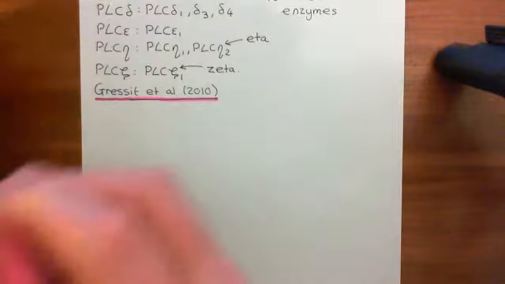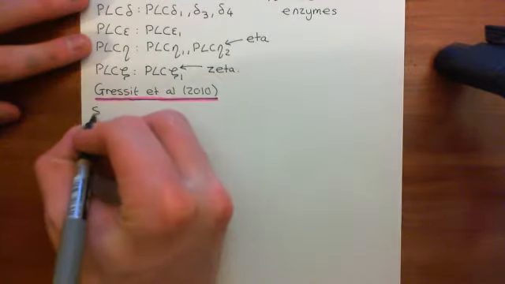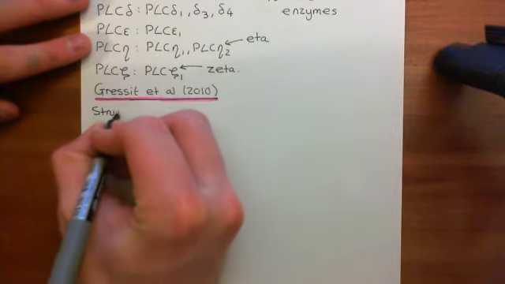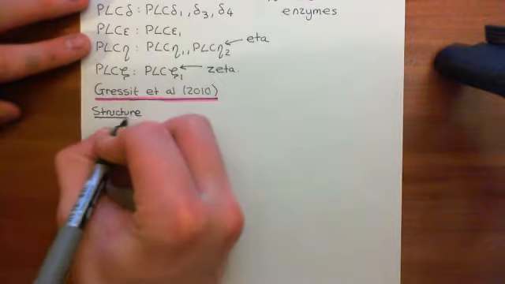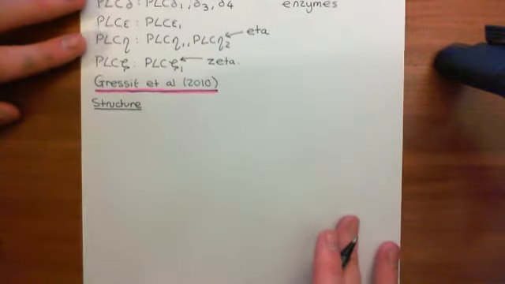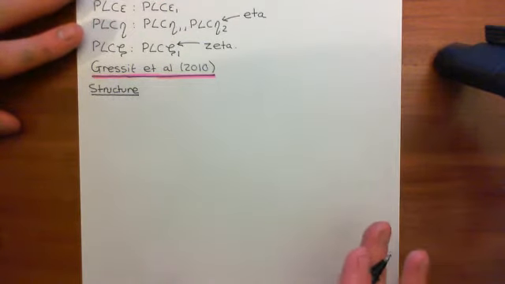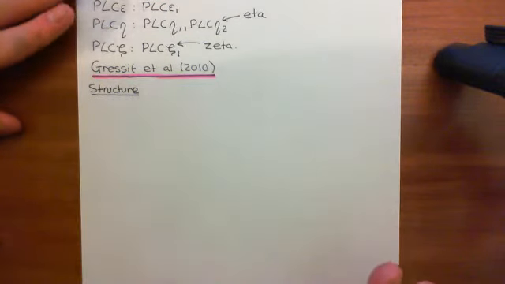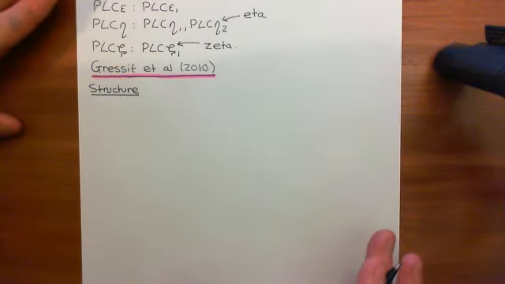Right, so let's now move on to the structure of phospholipase C gamma enzymes. The first thing to say is that we do not actually have the crystal structure of phospholipase C gamma enzymes yet. However, we do know their primary structure, and we also know the crystal structures of phospholipase C delta enzymes and phospholipase C beta enzymes.